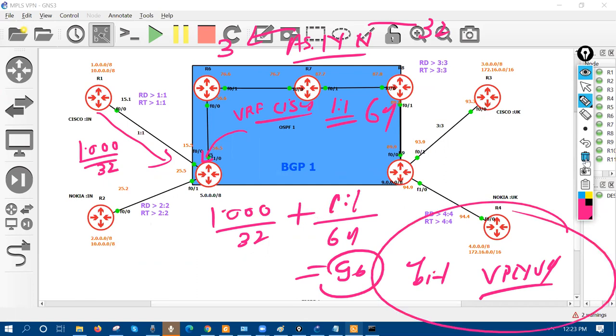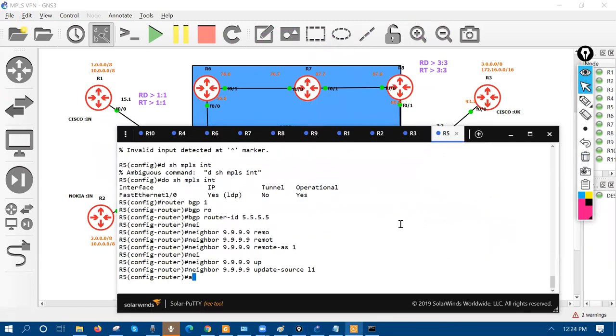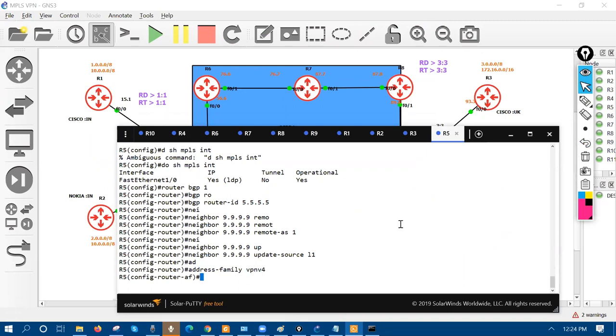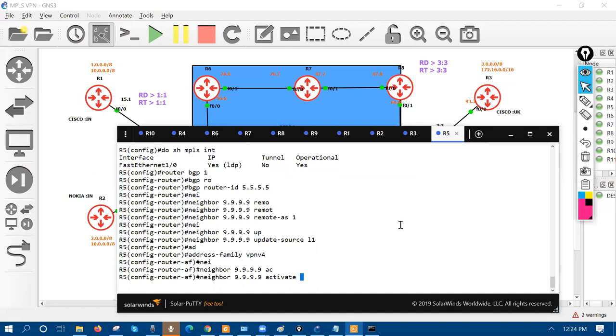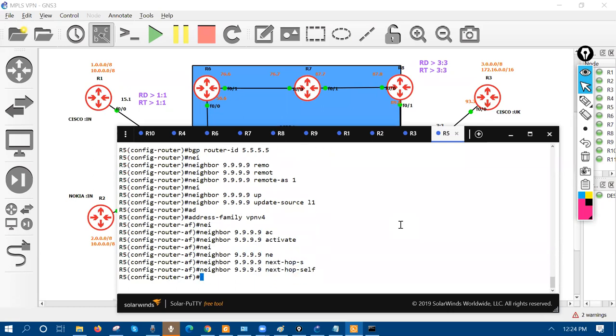So in that case, we need to go on router number 5 and tell it: address family VPNv4, neighbor 9.9.9.9, activate this neighbor under VPNv4, not under IPv4. And say neighbor 9.9.9.9 next-hop-self, so the next hop will be myself.